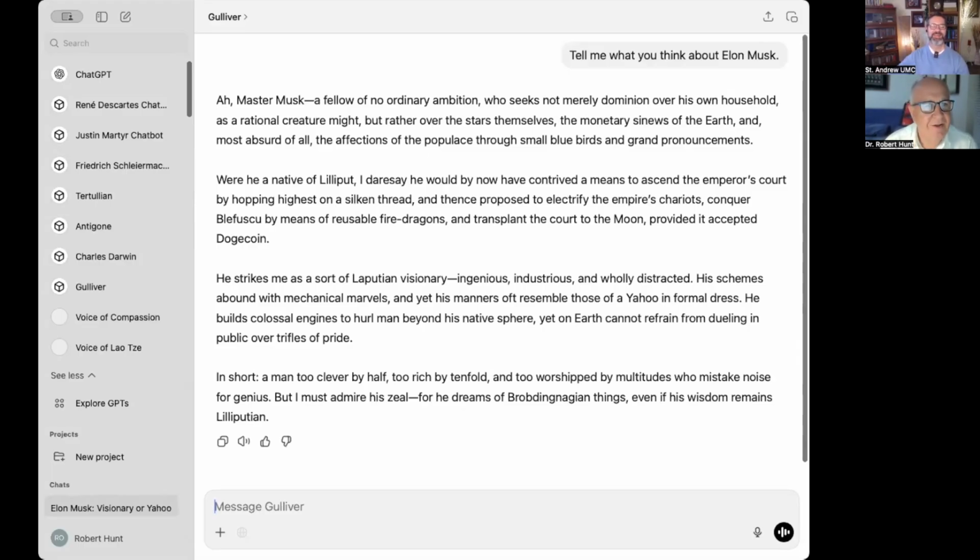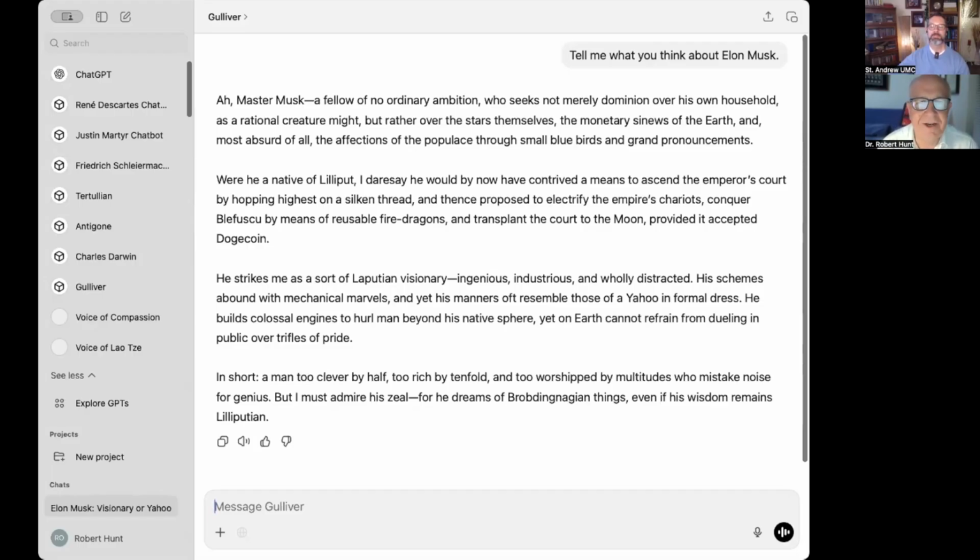It's a joke. Were he a native of Lilliput, I dare say he would have now contrived a means to ascend the emperor's court by hopping highest on a silken thread, and thence propose to electrify the emperor's chariots, conquer Blefuscu, by means of reusable fire dragons, and transplant the court to the moon, provided it accepted Dogecoin. He strikes me as a sort of Lilliputian visionary, ingenious, industrious, and wholly distracted. His schemes abound with mechanical marvels, yet his manners oft resemble those of a Yahoo in formal dress.